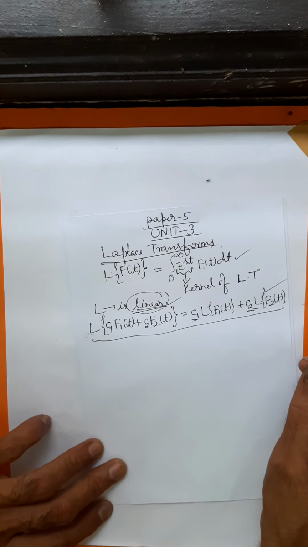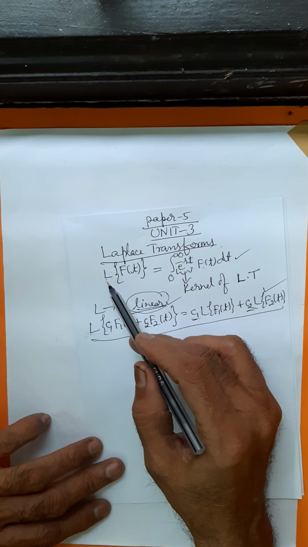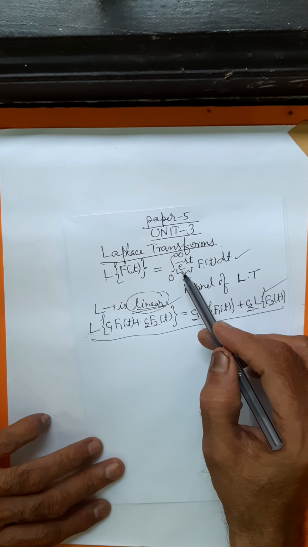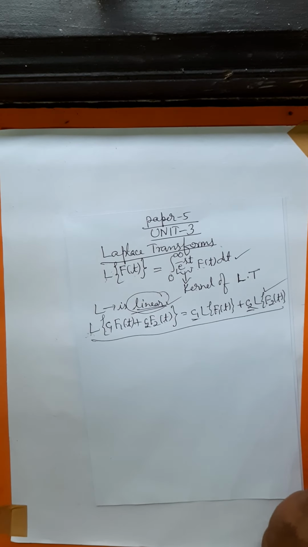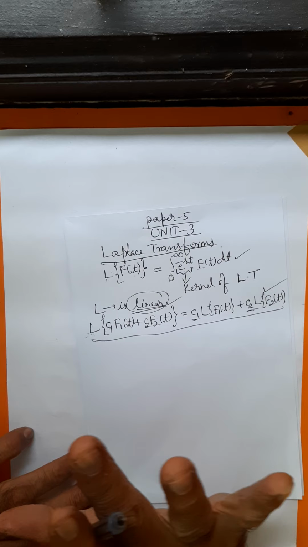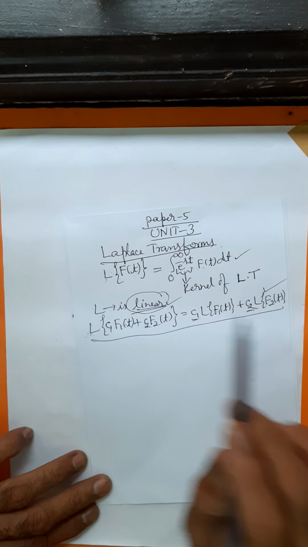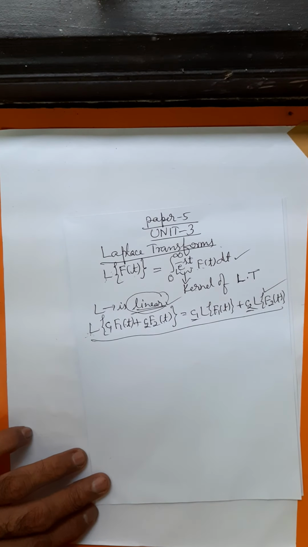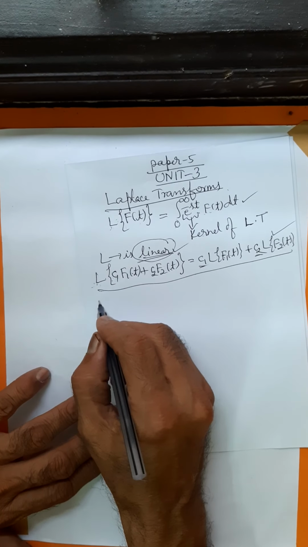So this is the definition. Have a look at the definition again. L of f of t equals the integral from 0 to infinity of e power minus st f of t dt. For the next 2-3 classes you have only problems to be solved with the help of this definition, so you can understand how easy the topic is going to be. I'll begin with the first example.